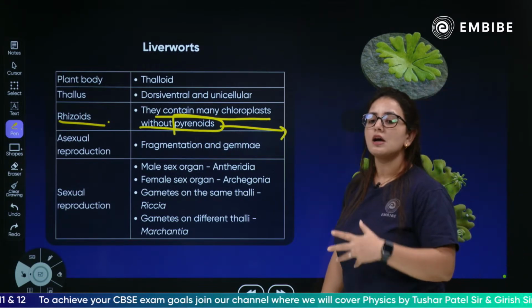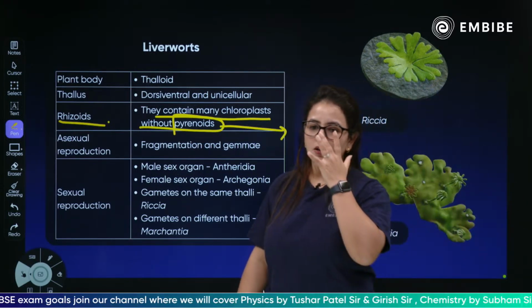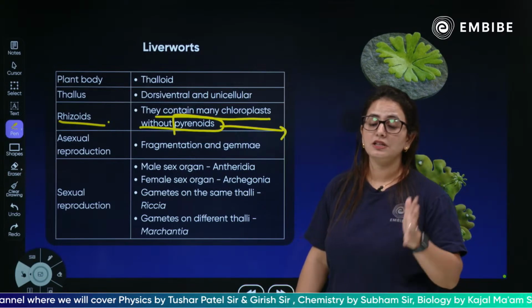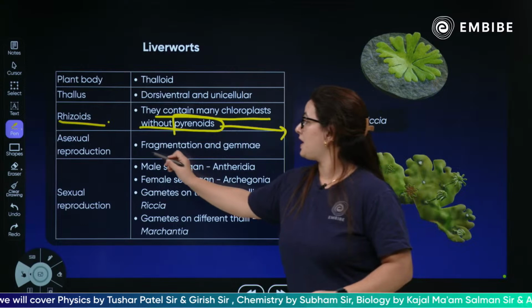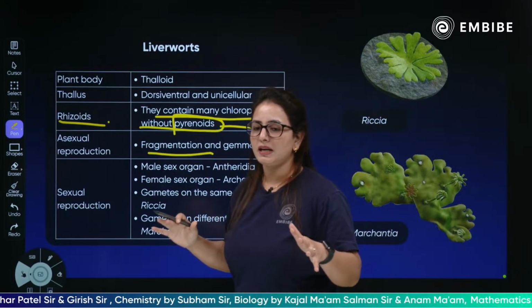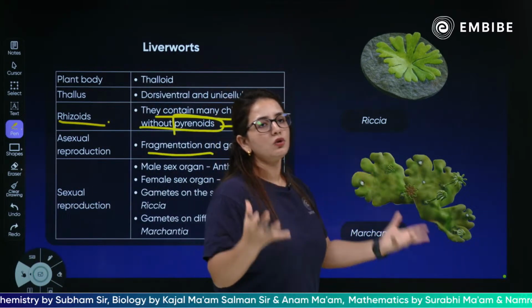They make starch, but there is no storage body present in their body. The asexual reproduction in the Hepaticopsida, especially the liverworts, is through fragmentation. What is fragmentation? The body divides into respective pieces, and each piece will develop into a new individual.